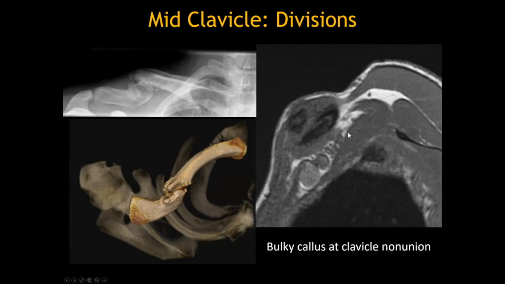Now that muscle does help to protect the nerves from a clavicle fracture, but as you can imagine, there's not a lot of space between this clavicle and the first rib, and hence this is why this area can be prone to impingement.